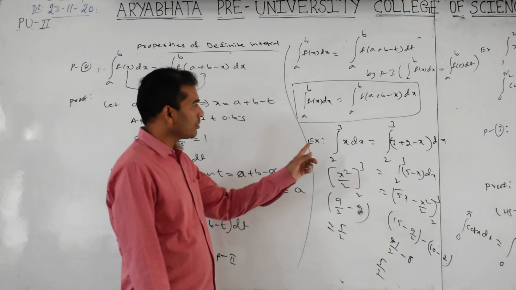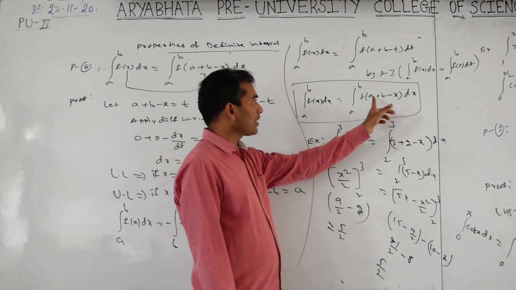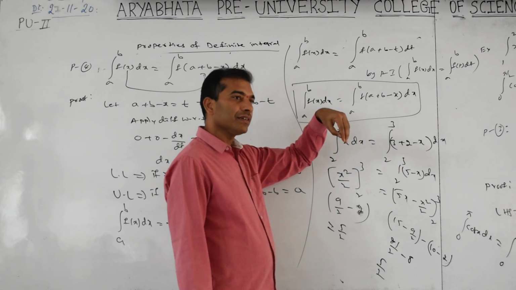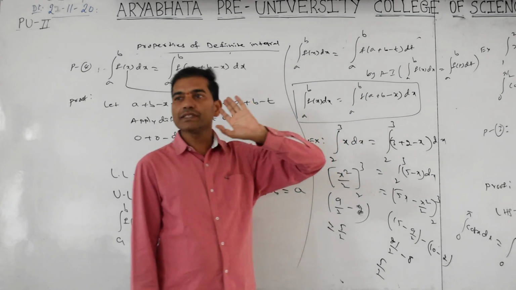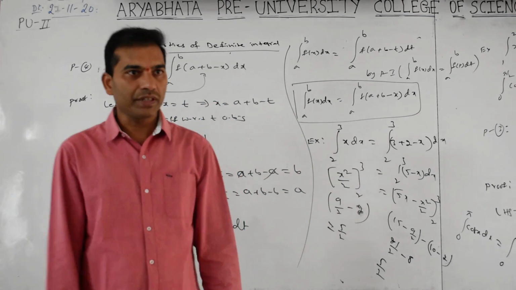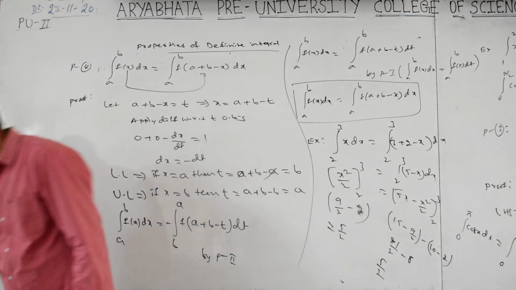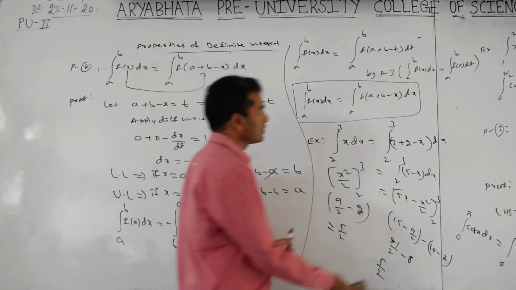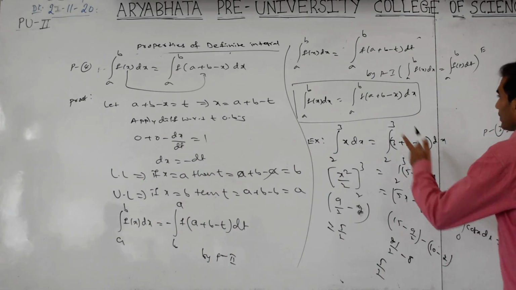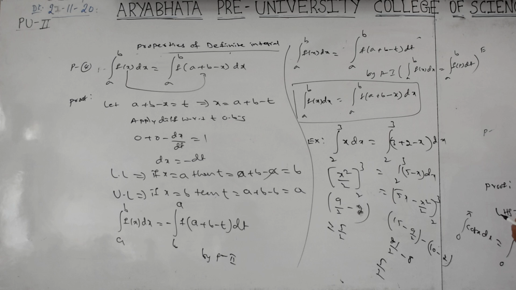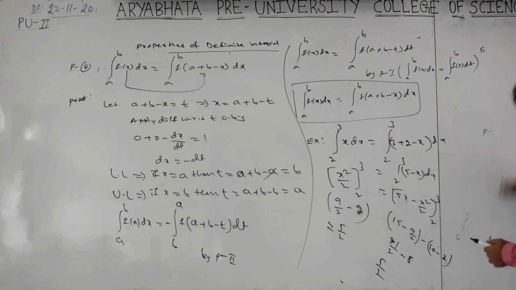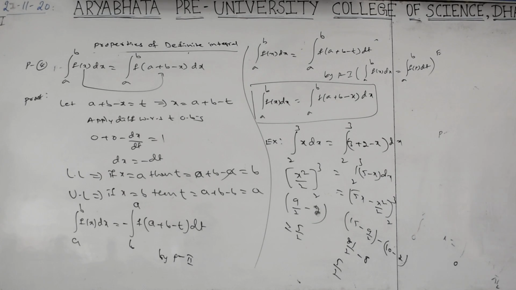Understood? So this is the most important property. What is the property of this? X replaced by sum of the limits minus x. There is no change in the value of that. Okay? So we will practice some problems by using this property. Later we will discuss the next properties. One example like this.